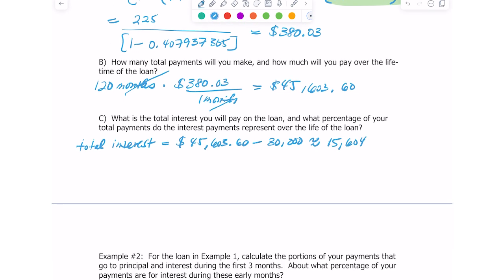Okay, now we also have to figure out what percentage of the total payments do the interest payments represent. So the interest payments represent about $15,604 out of the total pay, which would be $45,604. So now I just need to divide.